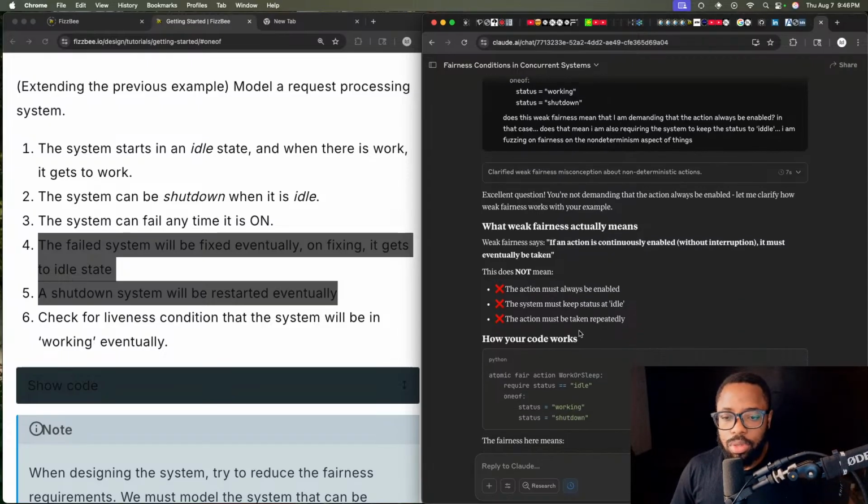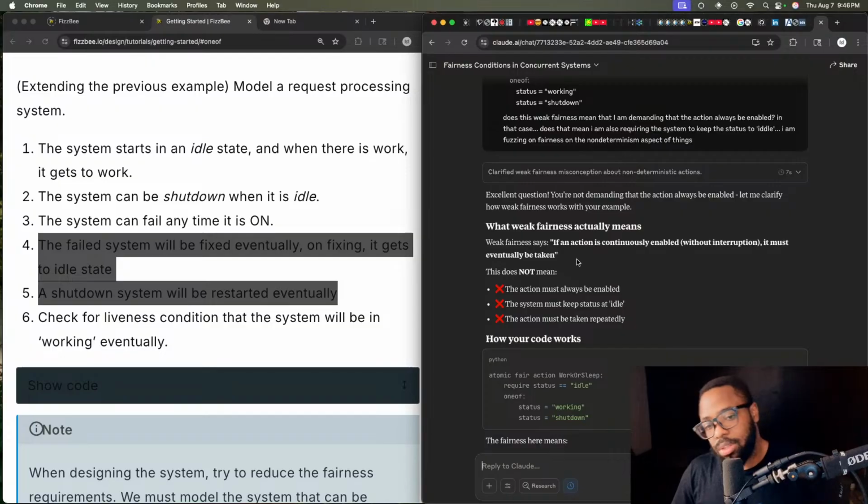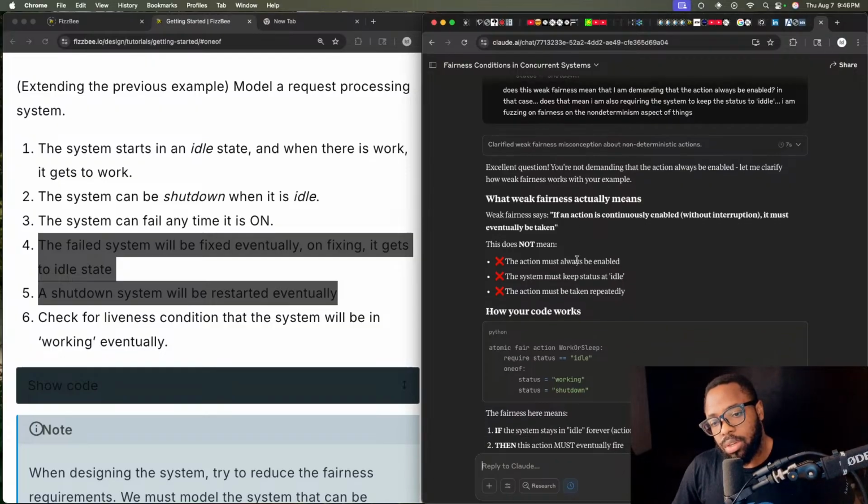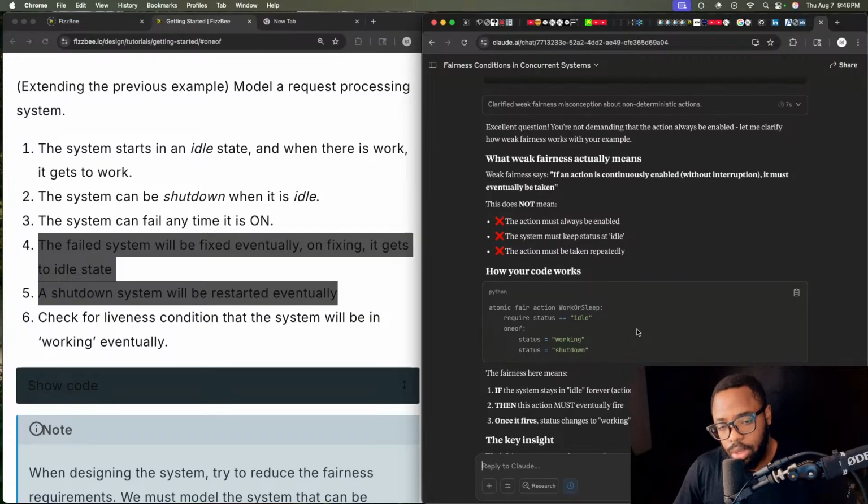Alright, excellent question. You are not demanding that the action always be enabled. Let me clarify how weak fairness works with your example. What weak fairness actually means: if an action is continuously enabled without interruption, it must eventually be taken. This does not mean the action must always be enabled. The system must keep the status idle, or the action must be taken repeatedly.